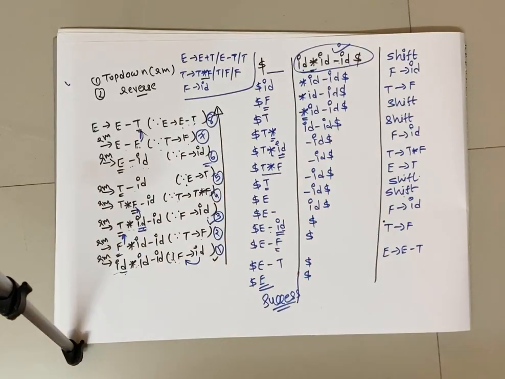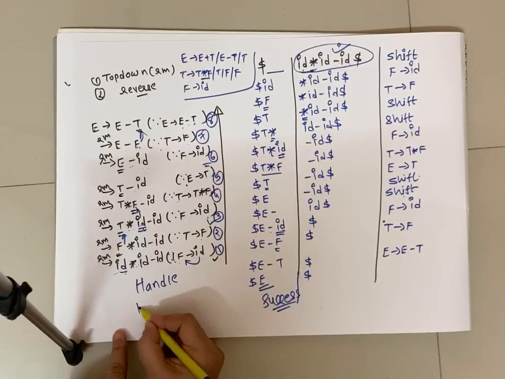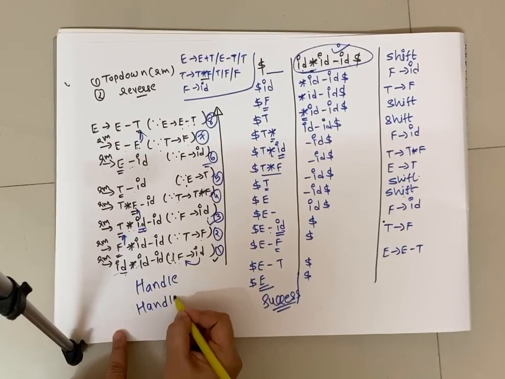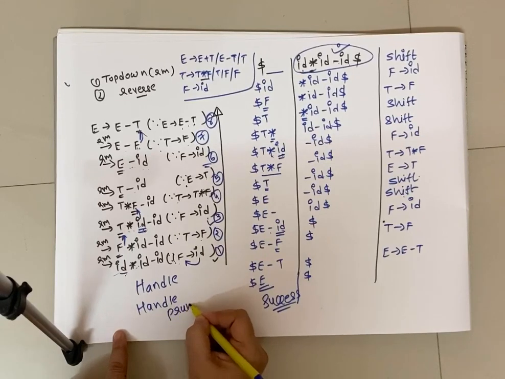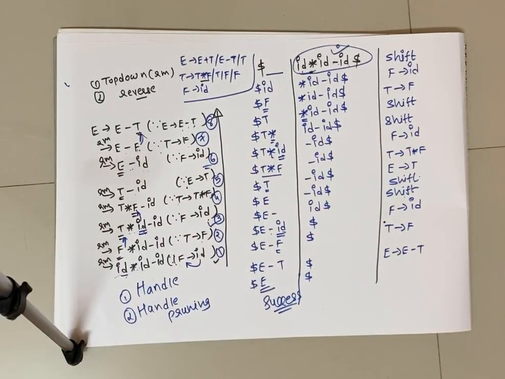Now there are two terms which are very important over here, and these terms are handle and handle pruning. So let me explain these two terms. Many times in GTU paper they have asked this question: define handle, or define handle pruning, or explain shift reduce parser in detail with handle and handle pruning.